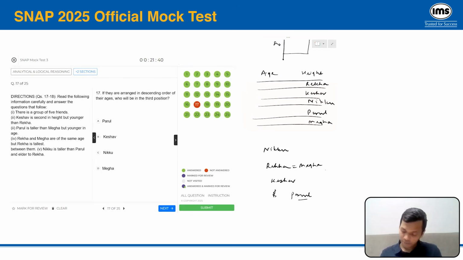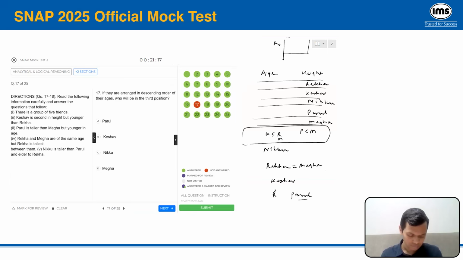Keshav is second in height but younger than Rekha. So I'm going to write it slightly differently. Keshav is younger than Rekha. Parul is younger than Megha. So Parul is younger than Megha. Rekha and Megha are of same age.